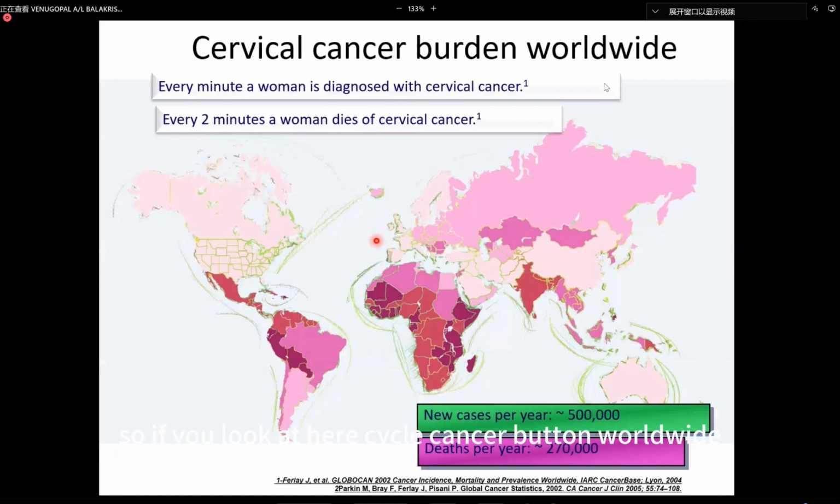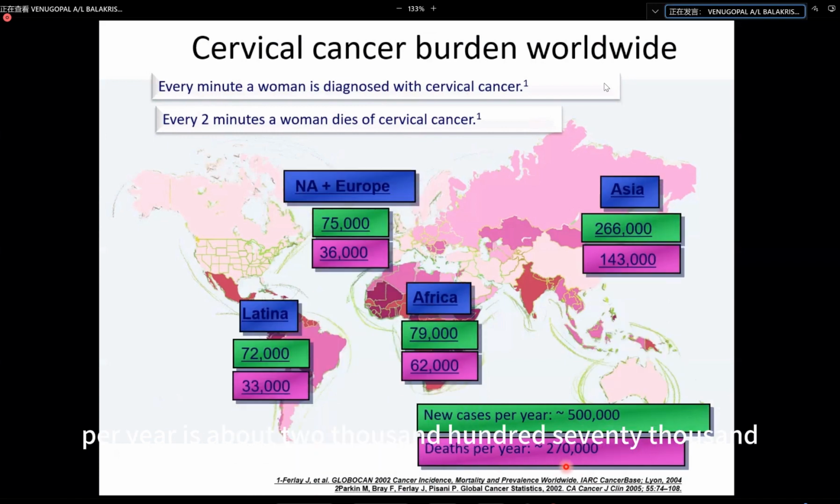So if you look here, cervical cancer burden worldwide: every minute, while we are talking for the lecture, a woman is diagnosed with cervical cancer worldwide. And every 2 minutes a woman dies of cervical cancer worldwide. New cases per year is about 500,000, deaths per year is about 270,000. Okay, so these are the numbers that you can get.